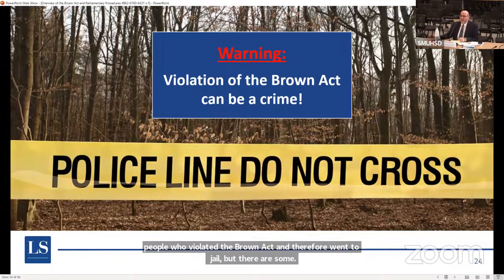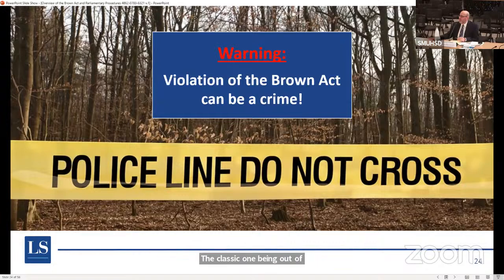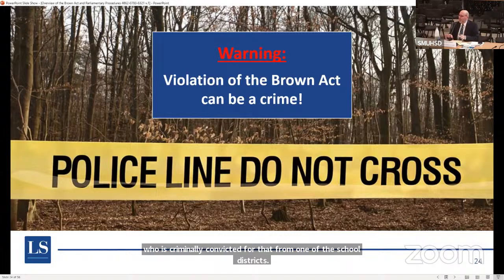The classic one being out of the San Diego area, the South Bay scandal that happened years back, where you actually had contractors exchanging bags of cash with board members in dark alleys. And they were doing it, not only violating those laws, they were also violating the Brown Act because three of them were coordinating with each other. And we have a board member who was criminally convicted for that from one of the school districts. And we have a superintendent who was criminally convicted for that. So you're not going to do any of that.